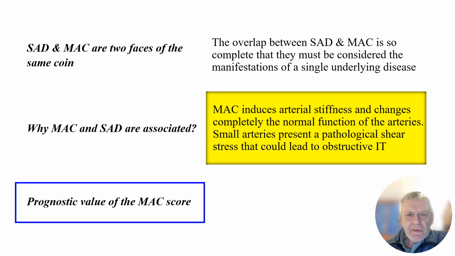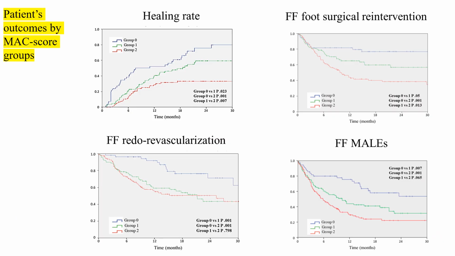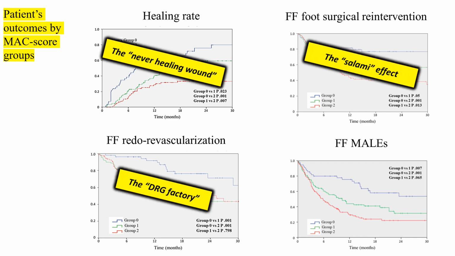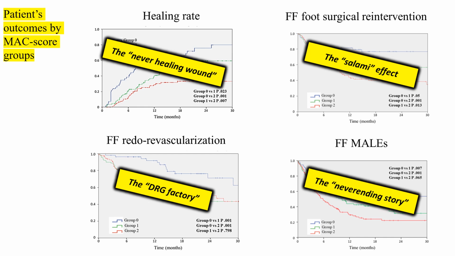Next is the prognostic value of the MAC score. We have demonstrated in our paper that we have this never healing wound, the salami effect, the DRG factory, and the never ending story in the patient that presents a very high MAC score.